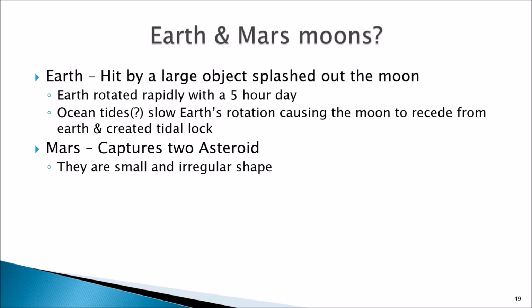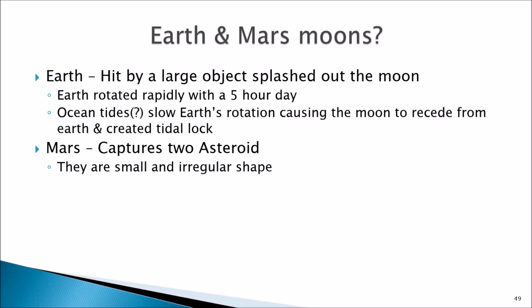Well, although nobody was here to record it, we think what happened was the Earth was smashed by a large object while it was still in a molten shape 4.5 billion years ago. And that collision splashed out the moon. The moon was located very close to the Earth, with the Earth rotating rapidly, and had a 5-hour total daylight. So it wasn't 24-hour days, they were 5-hour days.